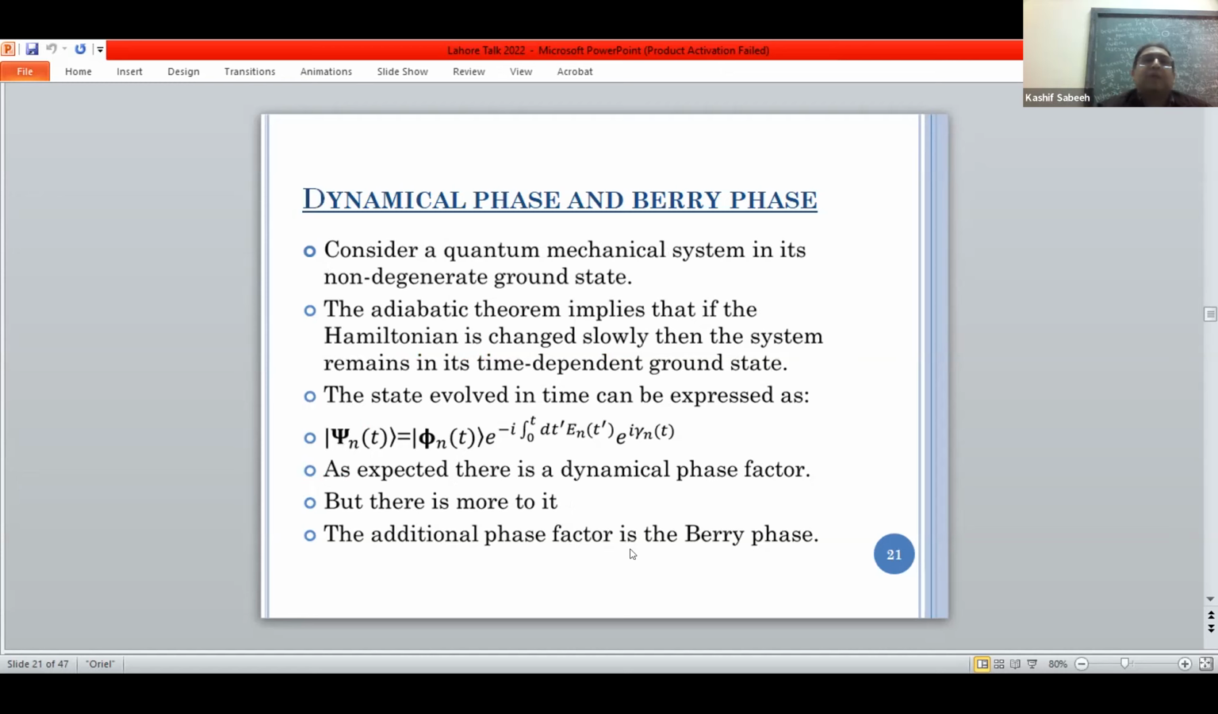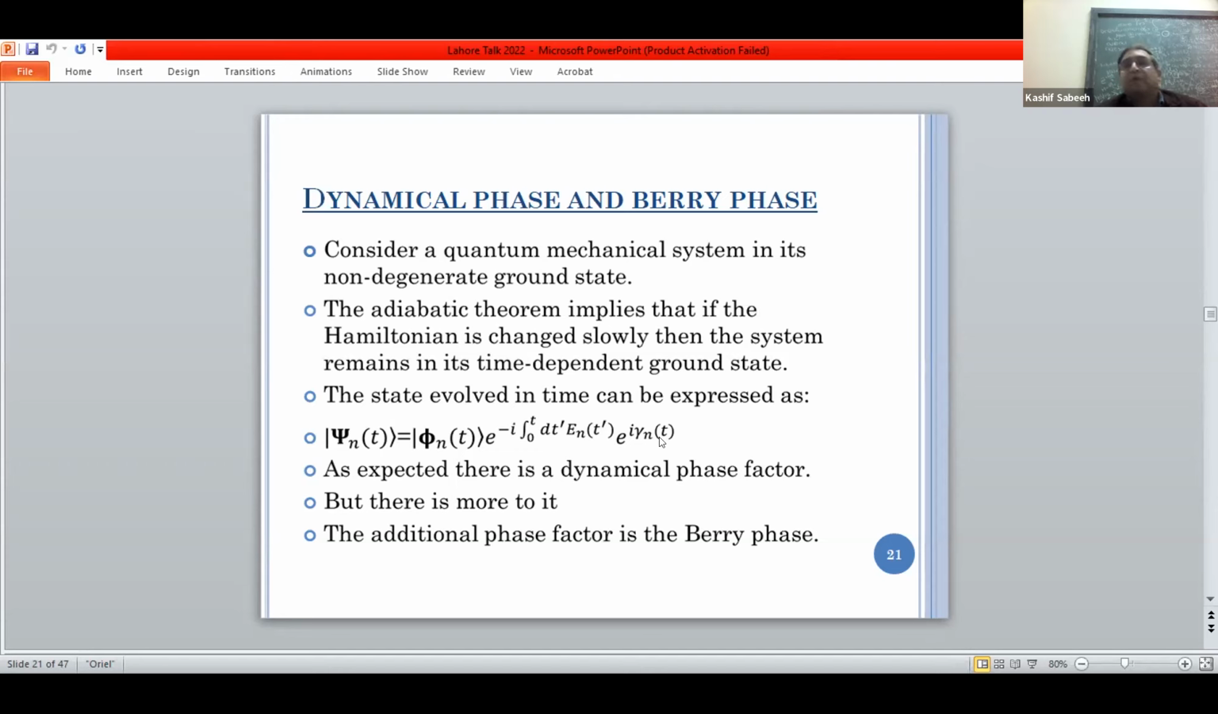So in a non-degenerate ground state, which is labeled by some index n, if the initial state is phi n of t, it will still be in the same quantum number, but it will be an instantaneous state of the Hamiltonian psi n of t. So the state will acquire phase factors during evolution. This is the dynamical phase, and the other one, gamma, is what is known as the Berry phase. So this phase is very important.